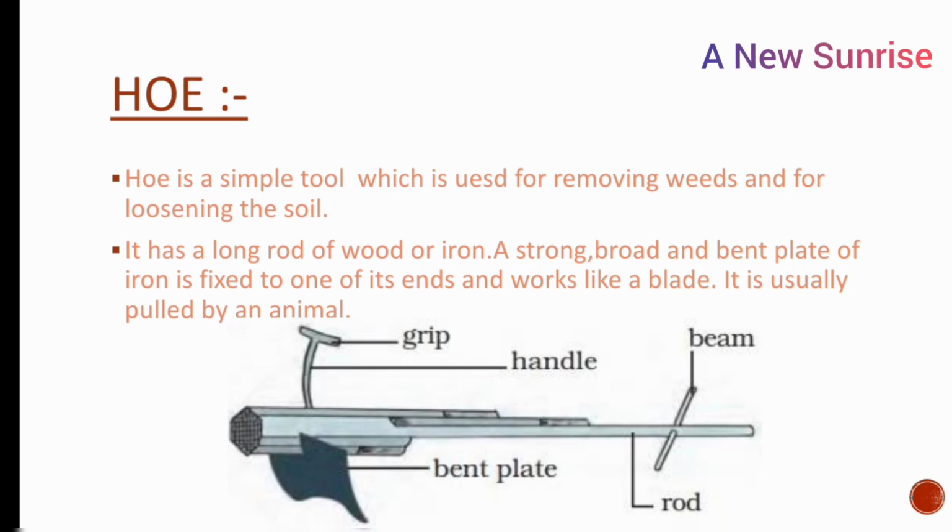Next comes a hoe. Hoe is also a modern equipment. It is a simple tool which is used for removing weeds and for turning and loosening the soil. It has a long rod of wood or iron. A strong, broad, and bent plate of iron is fixed to one of its ends and works like a blade. It is usually pulled by an animal. You can see the pick of hoe in my slides.